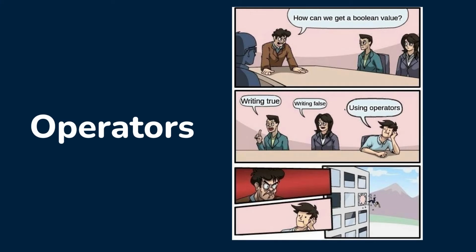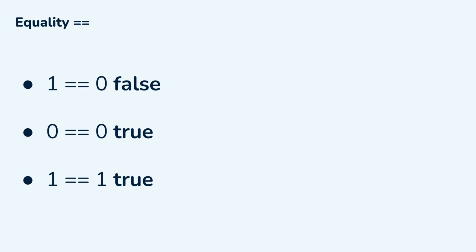But how can we get a Boolean value? We can do it by writing true, by writing false, or by using operators. The first one is the equality operator. This operator returns true if both operands are the same and false if they aren't. The equality operator is represented by two continuous equal symbols. So we will say that 1 equal to 0 returns false, 0 equal to 0 returns true, and 1 equal to 1 returns true as well.